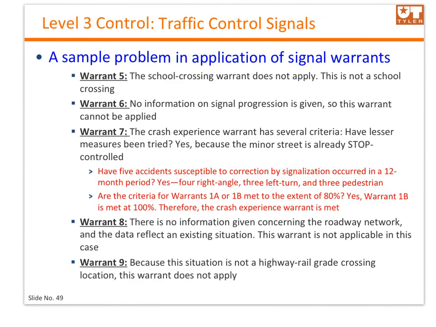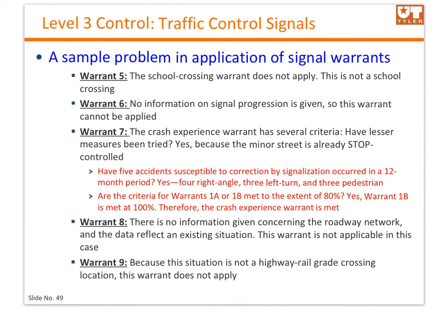Now the rest of the warrants, which are pretty much special cases. Warrant 5 has to do with the school. The school crossing warrant doesn't apply, so this is not a school crossing, or at least it wasn't mentioned in this problem. For warrant 6, no information on signal progression is given, so this warrant cannot be applied. Warrant 7, the crash experience warrant, has several criteria.